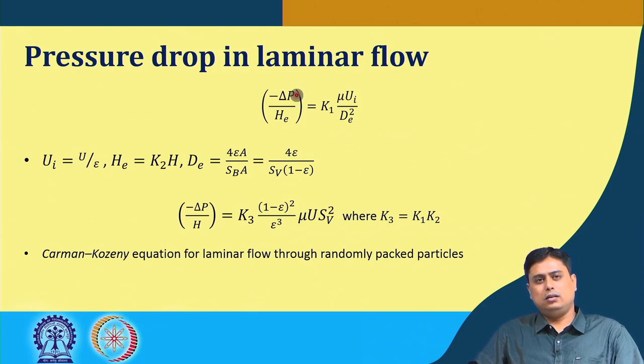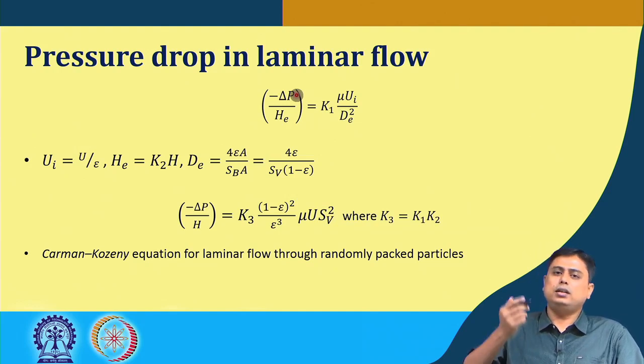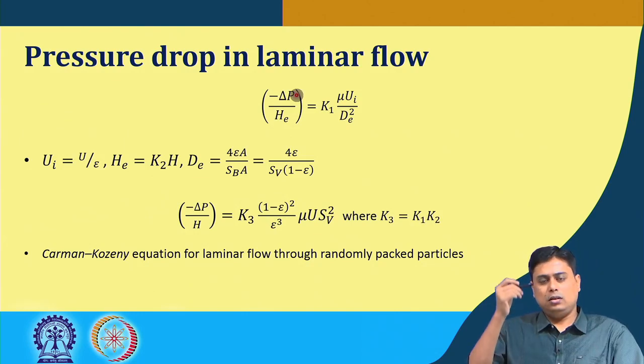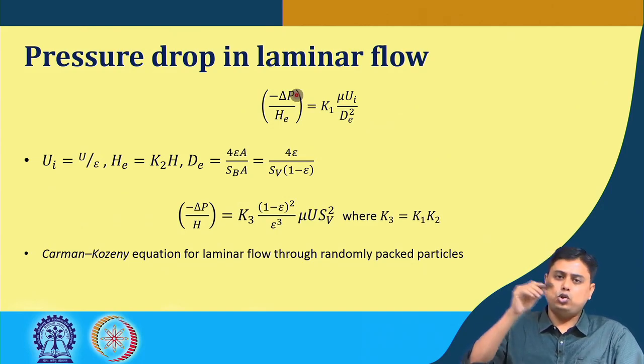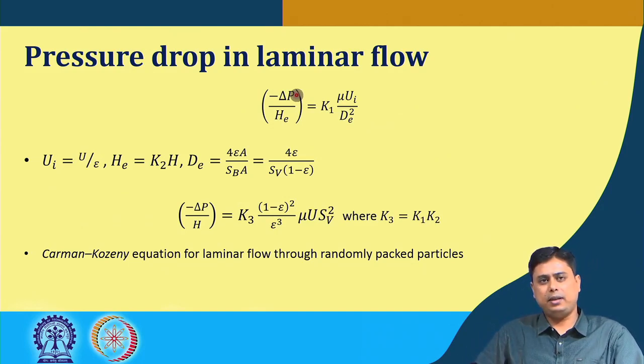Equivalent height is a constant term multiplied by the height of the bed, because again the equivalent height is not the straight height. In case of a tube it is just h, but here it is a tortuous path through which the flow is happening. So equivalent height is a factor multiplied by the height of the bed. d_E, the equivalent diameter or the hydraulic diameter, we have just calculated in terms of S_V, which is the surface area of the object per unit volume of the object.